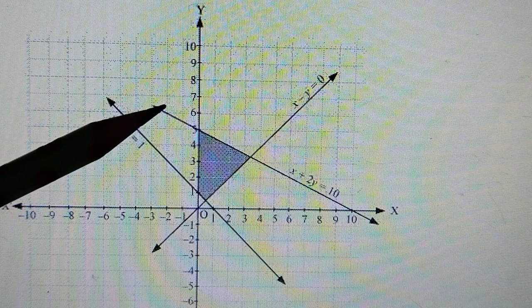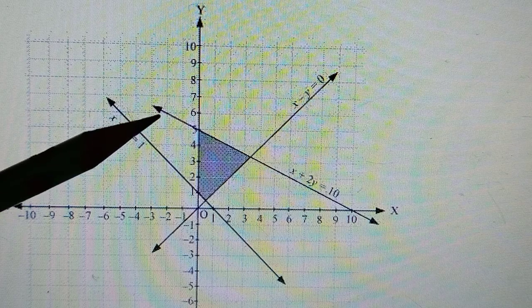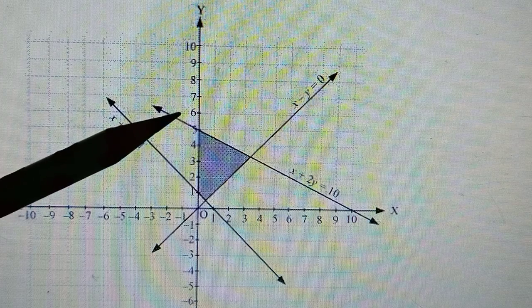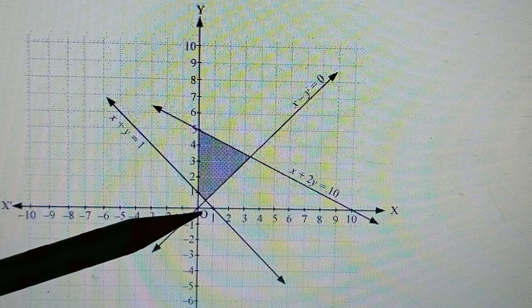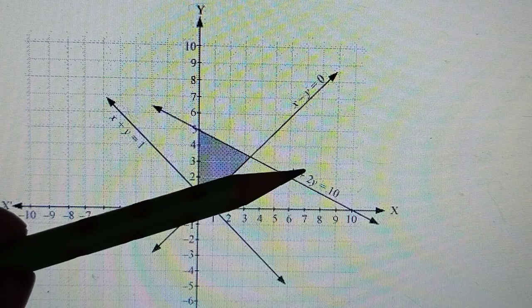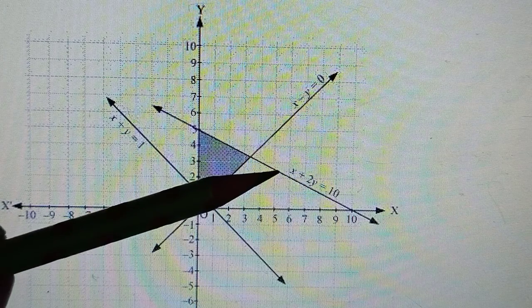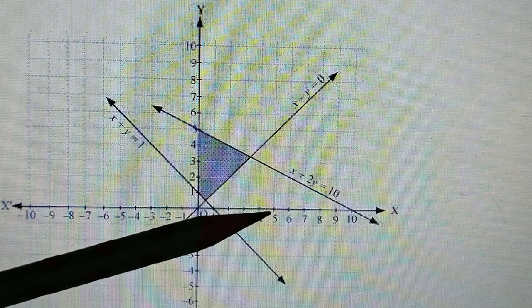Okay, and then for the inequality, the sign for this one was smaller than. So for smaller than, take x is 0, y is 0, both of them 0. So 0 is smaller than 10, which is true. So the shading has to be below the line, right?